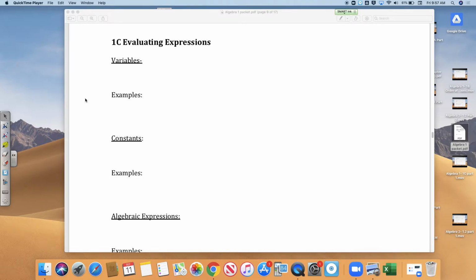Today we're going to work on 1C, evaluating expressions. So let's start with some vocabulary words. Variables. So variables are letters that represent numbers.